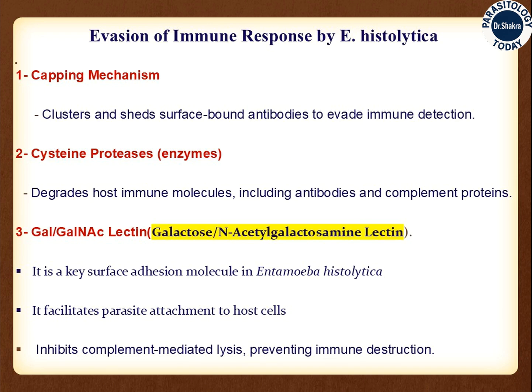Evasion of immune response by Entamoeba histolytica. 1. Capping mechanism. Clusters and sheds surface-bound antibodies to evade immune detection. 2. Cysteine proteases. Degrades host immune molecules, including antibodies and complement proteins.